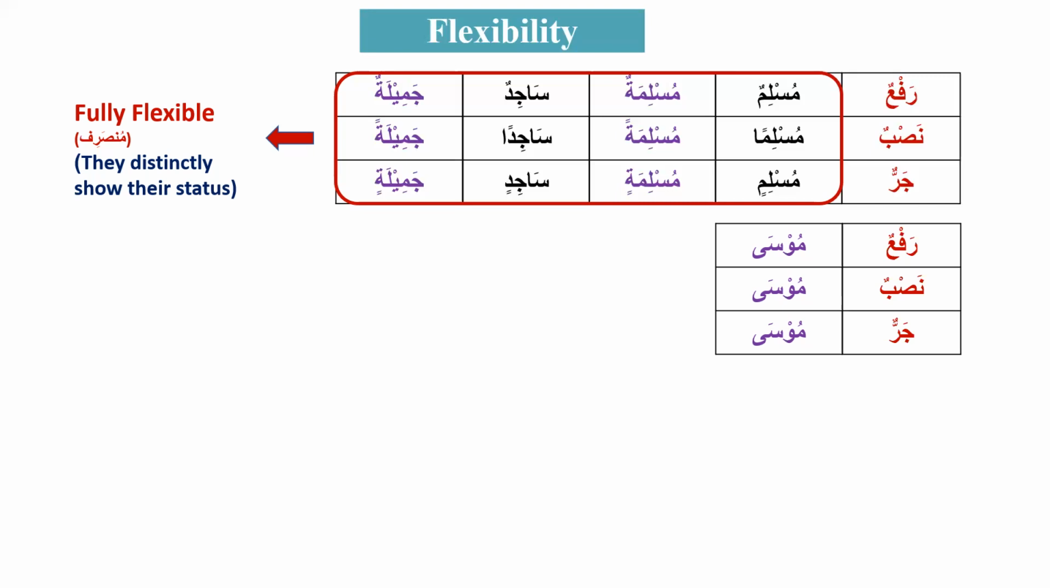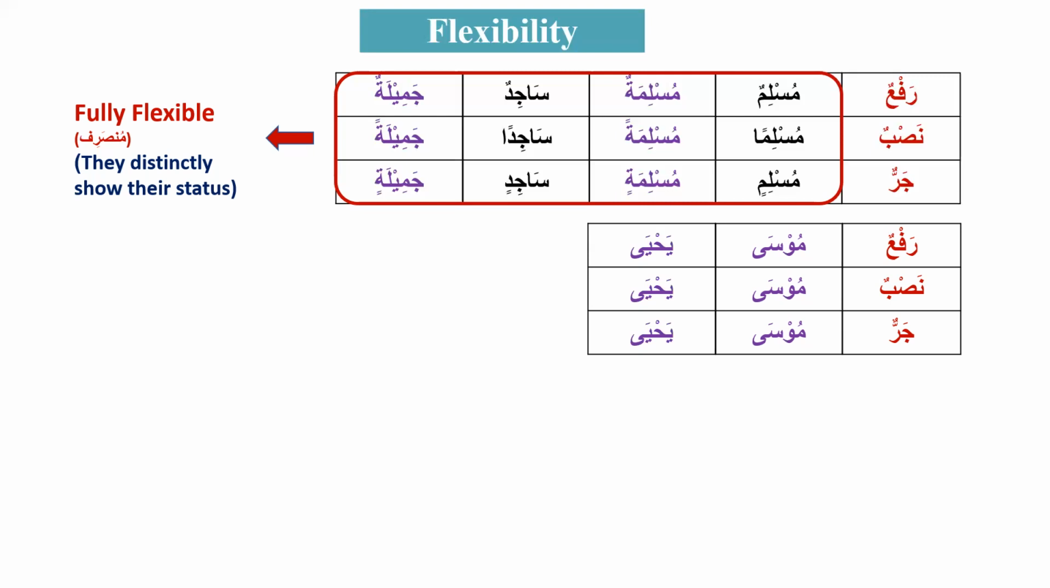So there will be confusion when you see this word on its own in an ayah. It will sometimes be difficult to tell what status it is in because it doesn't show its status. It doesn't change. It doesn't have flexibility in it, like Muslimun, like Sajidun, like Jamilatun in the table above. And there could be more examples like that, like Yahya.